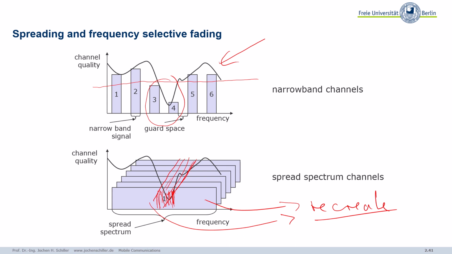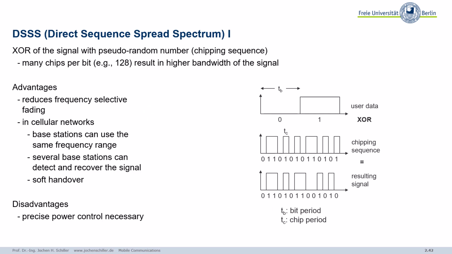So now, how do we do the spreading? There are two basic technologies you can use. One is called direct sequence spread spectrum, or DSSS. So what you actually do is you XOR your signal with a so-called chipping sequence. The chipping sequence might be a fixed pattern or a pseudo-random number sequence. You can use just some so-called chips for your chipping sequence, or many chips per bit, 128, 256, etc. The more chips you use per bit, the higher the bandwidth of the resulting signal will be.